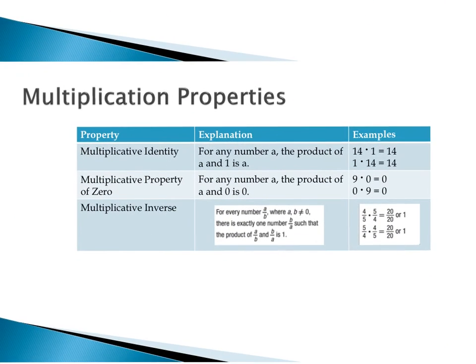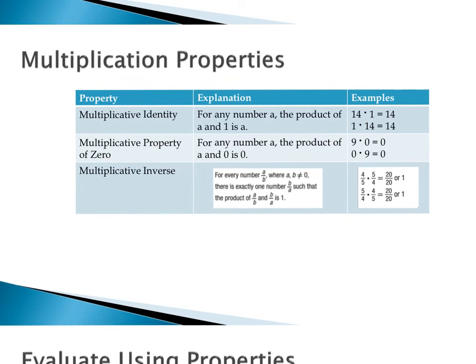The same thing goes for the multiplication properties. Again, you have multiplicative identity, multiplicative property of 0, and the inverse. So we're going to be playing around with zeros and ones in this slide. Multiplicative identity is where you get the same number you start with. Identity means whatever number you start with, you have it at the end. So 14 times 1 is going to be itself. It doesn't matter where that 1 is.